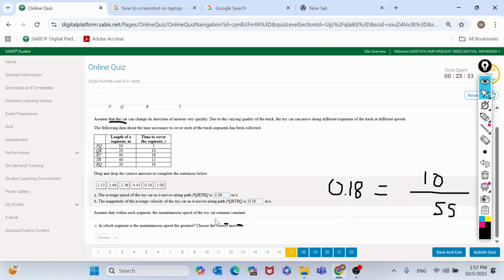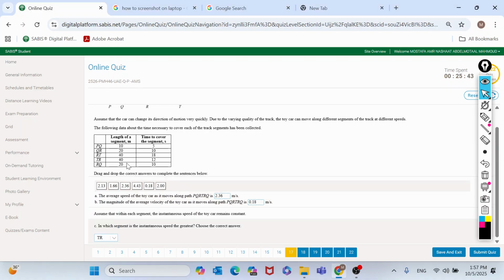Okay. In which segment is the instantaneous speed the greatest? So the answer is TR, because if you do distance over time, here it would be 2, here it would be 2, here it would be like 2.2222, here it would also be 2. So this one's the greatest because it has the greatest distance with less time than the other one that has 40. You can calculate each one of them, but it's going to take too long.